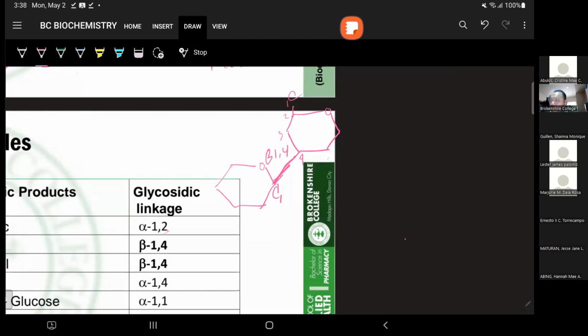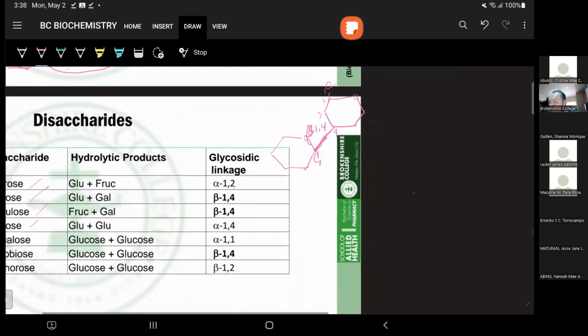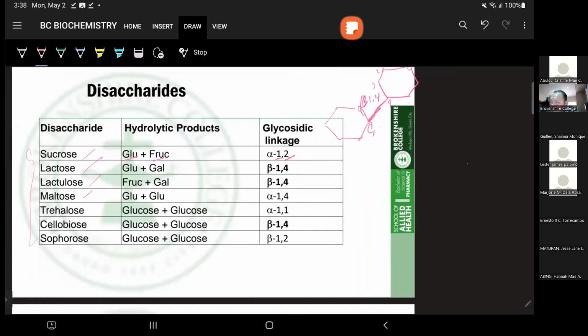Now try to check the structures of your disaccharides and check the linkage as to the number of the carbon. Again, glycosidic linkages are based on the number of carbon. Carbon number 1 of glucose, carbon number 2 of fructose. And for lactose, carbon number 1 of your galactose and then carbon number 4 of glucose.